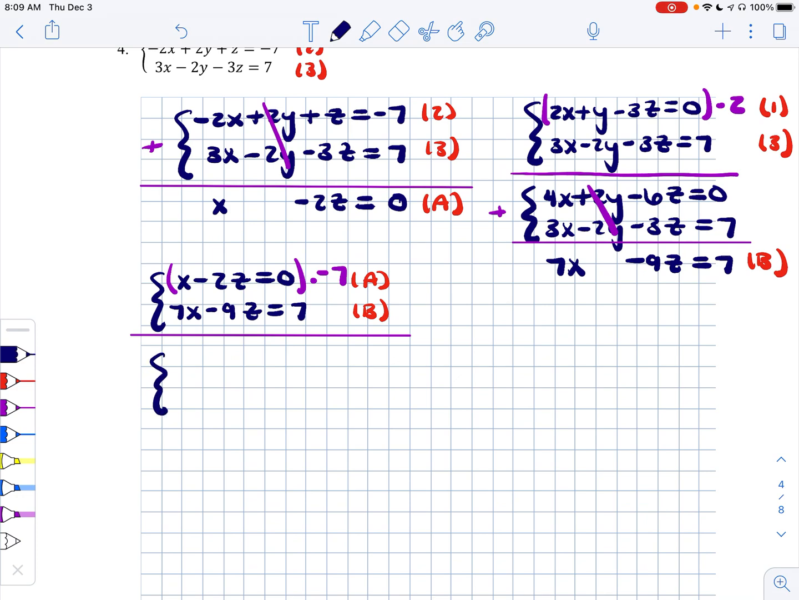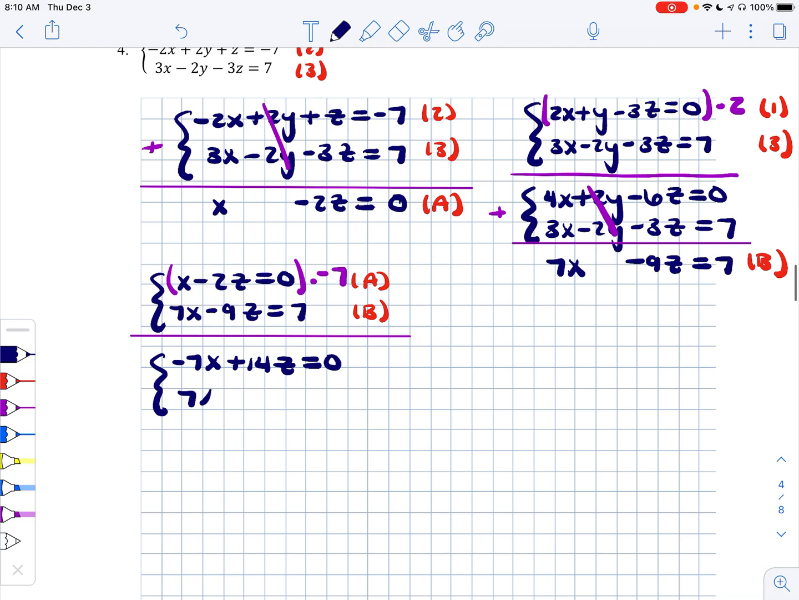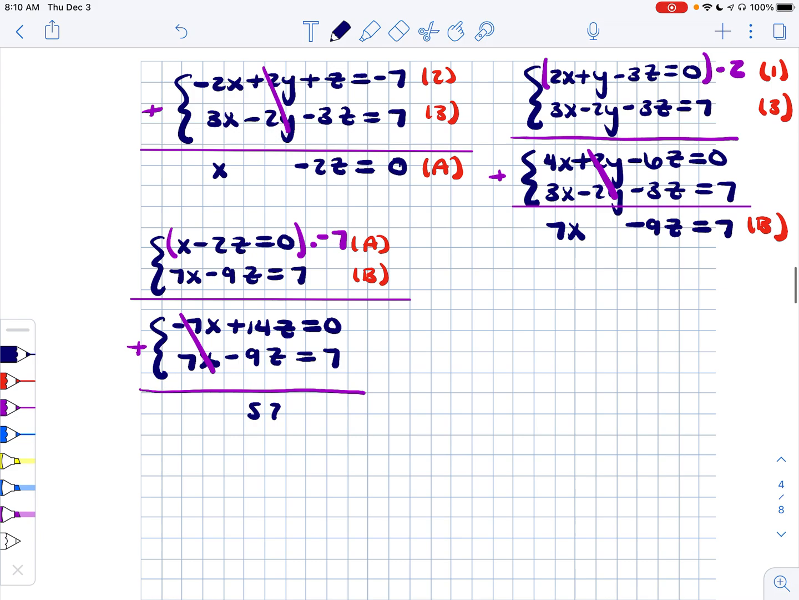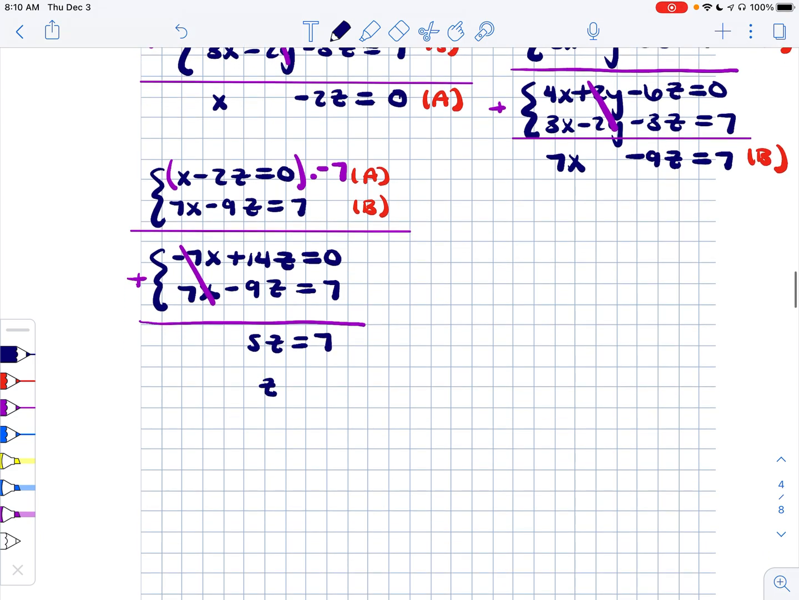Then the system becomes negative 7x plus 14z is equal to 0, and we still have our positive 7x minus 9z is equal to 7. Add those up. Our x's cancel, and we're left with 5z is equal to 7. Dividing by 5 on both sides, we get z is equal to 7 over 5. So that's our first variable.